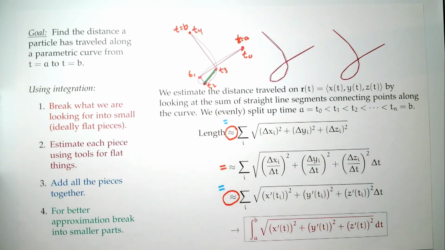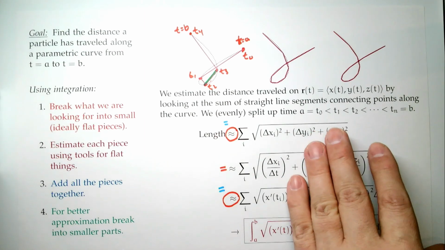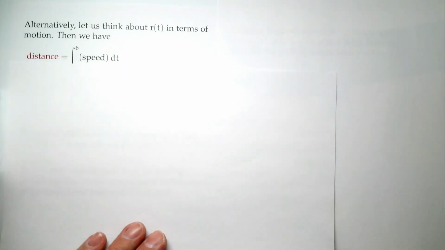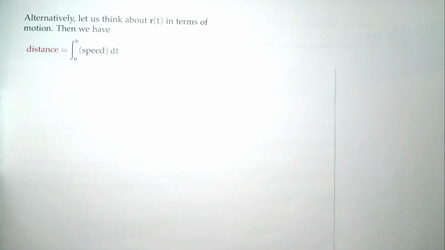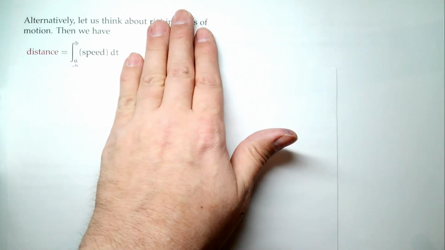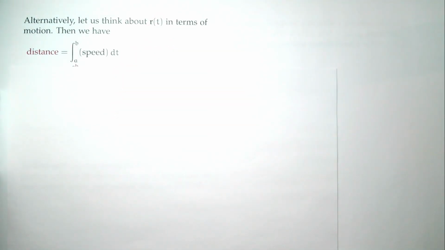Now, this is one way to derive the formula. There's another way to do this, and it's to think about the curve as actual motion. And let's see what that means. All right, so we're going to now think about the curve in terms of motion. Well, here's something that's easy to believe. If I want to know how far I go, I simply integrate my speed. Very believable. So distance is the integral of speed.